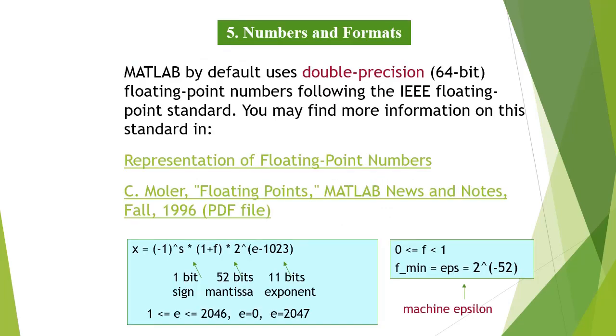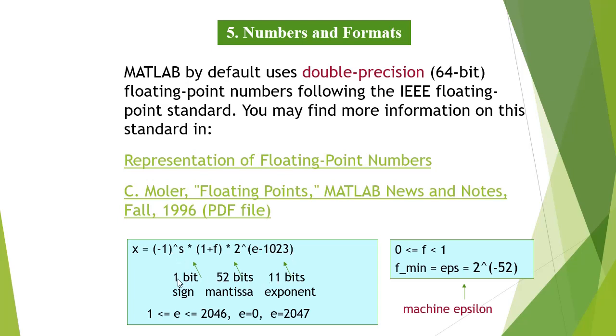Okay, so you try out those examples, but also Matlab works with numbers with their formats. Matlab by default uses double precision, which is a 64-bit floating point number, following the IEEE floating point standard. So you may find more information online when you read about representation of floating point numbers. So you can have x equal to minus 1 raised to s times 1 plus f times 2 raised to e.